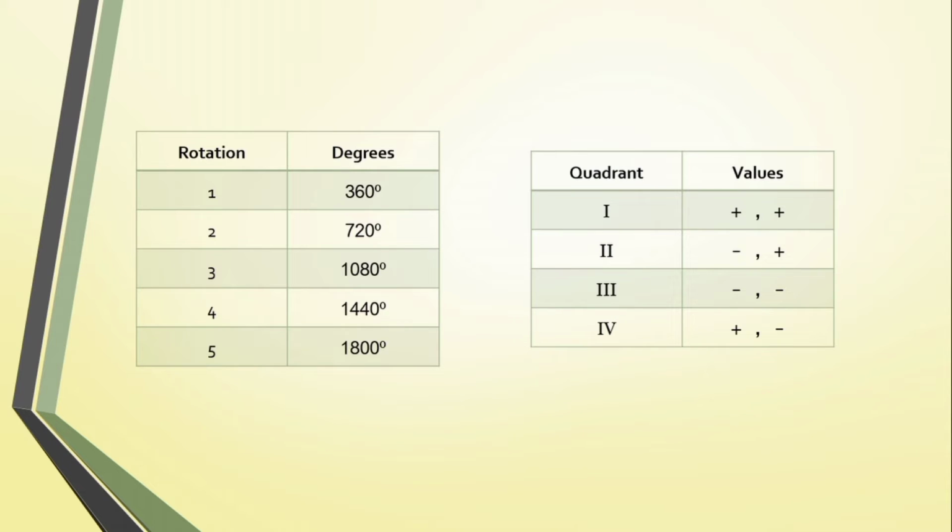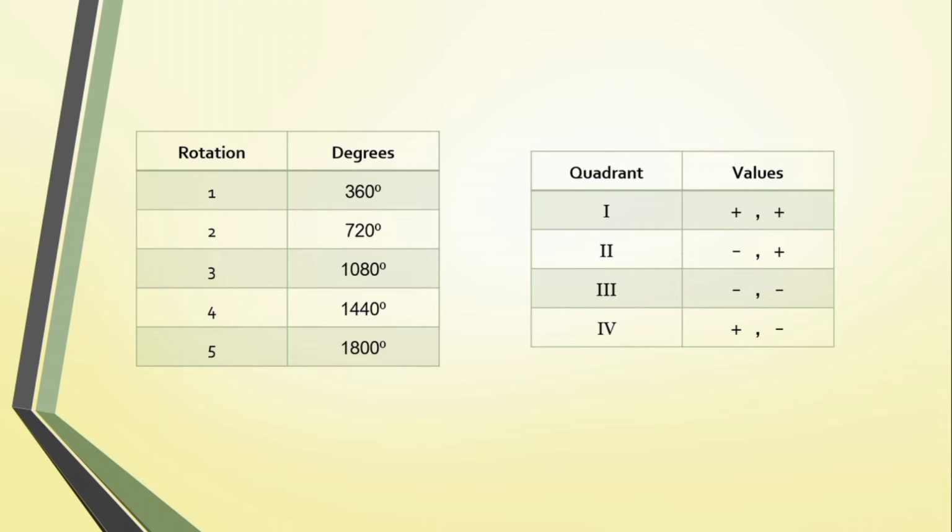In the first table, let's discuss the rotation and the degrees. Rotation 1 is equal to 360 degrees. Rotation 2 is equal to 720 degrees. Then rotation 3 is equal to 1080 degrees. Then rotation 4 is equal to 1440 degrees. Then rotation 5 is equal to 1800 degrees.